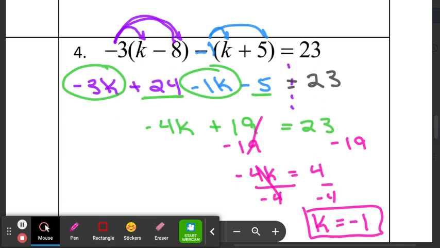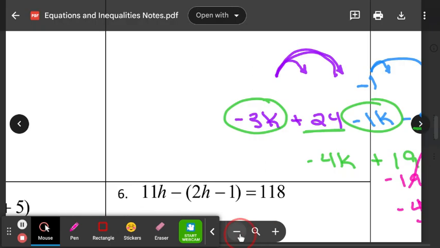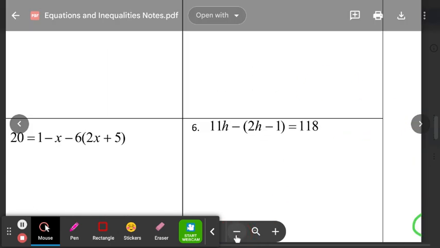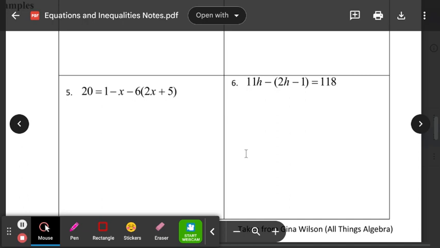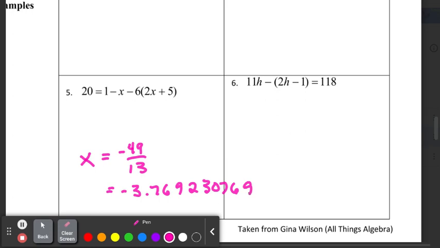So for these last 2 problems, they're just extra practice. I'm going to write the answers down here. If you would like to try them, you can. So question 5 is a fraction answer. For question 5, I got negative 49 over 13, which is negative 3.769230769. I may have made a mistake. I don't know, but that's what I got. Number 6, the answer is h equals 13.